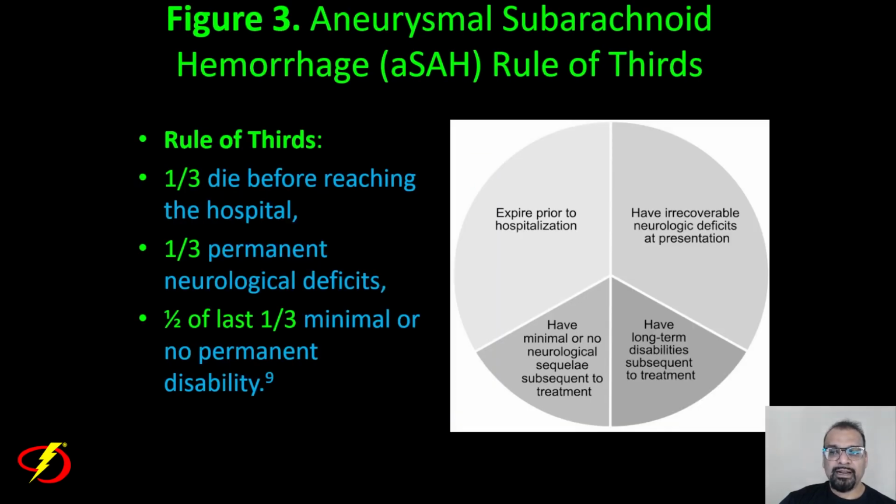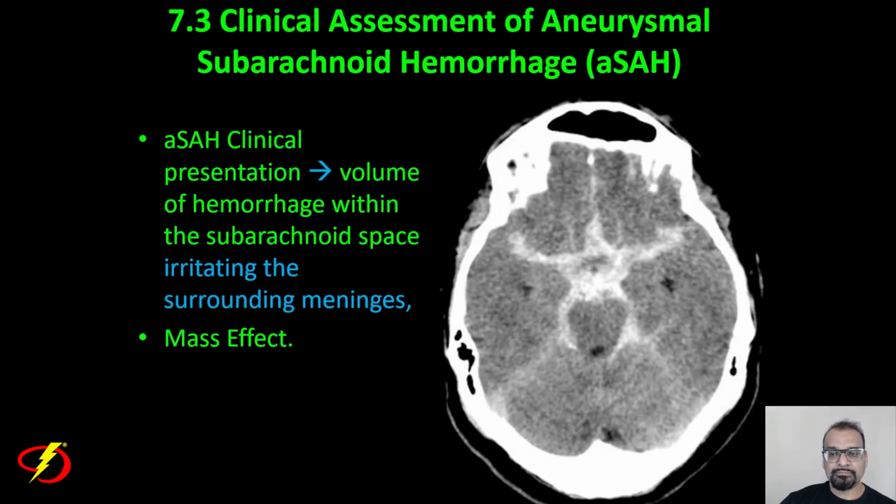So aneurysmal subarachnoid hemorrhage has a rule of thirds, and this rule of thirds says one third of these patients die before reaching the hospital, one third will have permanent neurological deficits, and one half of the last third will have minimal or no permanent disability. The clinical presentation of aneurysmal subarachnoid hemorrhage is dependent on the volume of blood within the subarachnoid space and the mass effect of this blood around surrounding brain tissue structures.